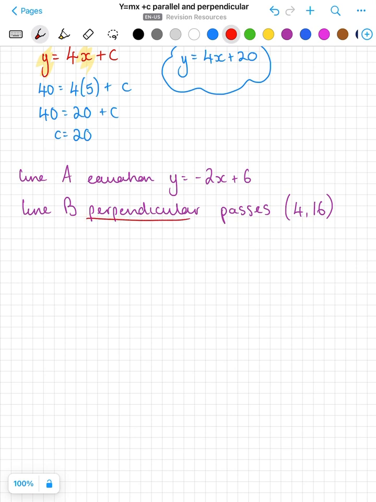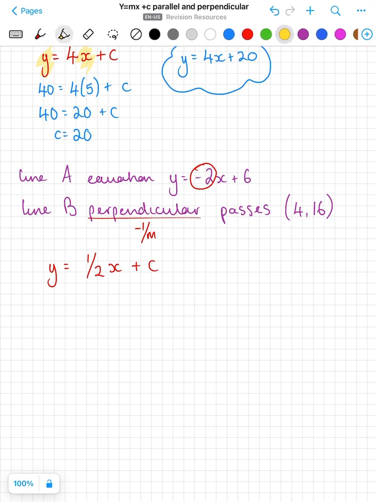First, perpendicular means negative reciprocal. So we're always starting with the gradient. My original gradient is minus 2, so that's minus 1 over minus 2, which is a half. So y equals a half x plus c. We want to find out the y-intercept, which is c, so we need to substitute in known coordinates.